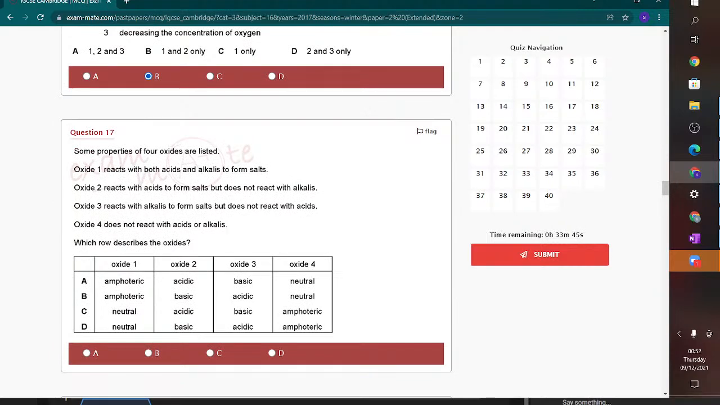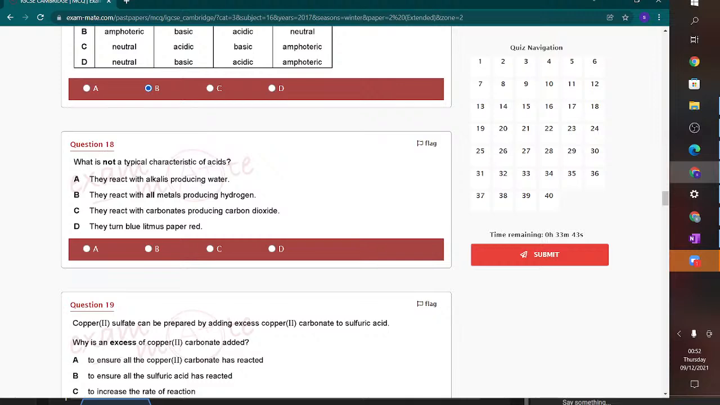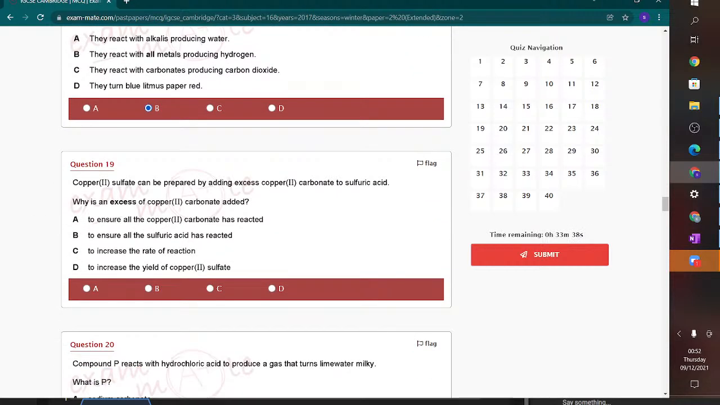Okay, we have discussed this one. That's B. This is B, as discussed in the previous. Copper sulfate can be prepared by adding excess copper carbonate to sulfuric acid. Why is an excess of copper carbonate added? To make sure all the sulfuric acid has reacted. That's the only reason.